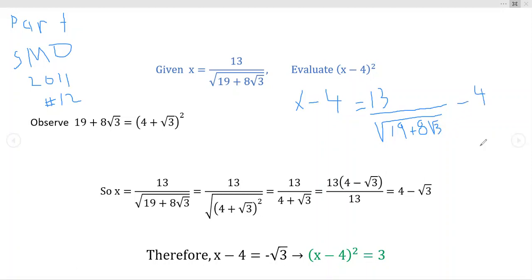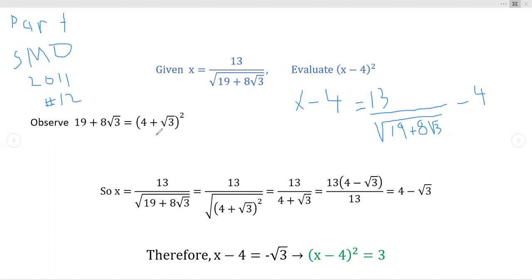As simple as this looks, when you find a common denominator and rewrite this as 13 minus 4 times this all over this, it just ends up being a mess, or at least I couldn't figure out what to do with it. So finally, I noticed this denominator here is 19 plus 8 root 3, and I said, okay, it's in this form, a plus b quantity squared.